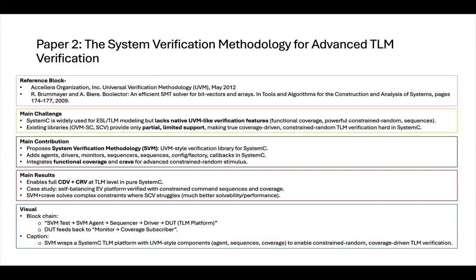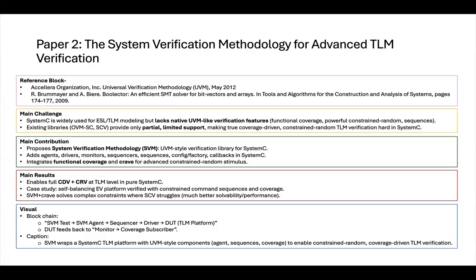The next paper is the System Verification Methodology for advanced TLM verification. This paper is about bringing UVM-style verification into the SystemC TLM world. SystemC is great for early transaction level models, but it doesn't natively support strong constrained random and coverage-driven verification. Existing libraries like OVM-SC and SCV only cover parts of that, so people end up with ad hoc testbenches that aren't as rigorous as what we do at RTL with UVM.